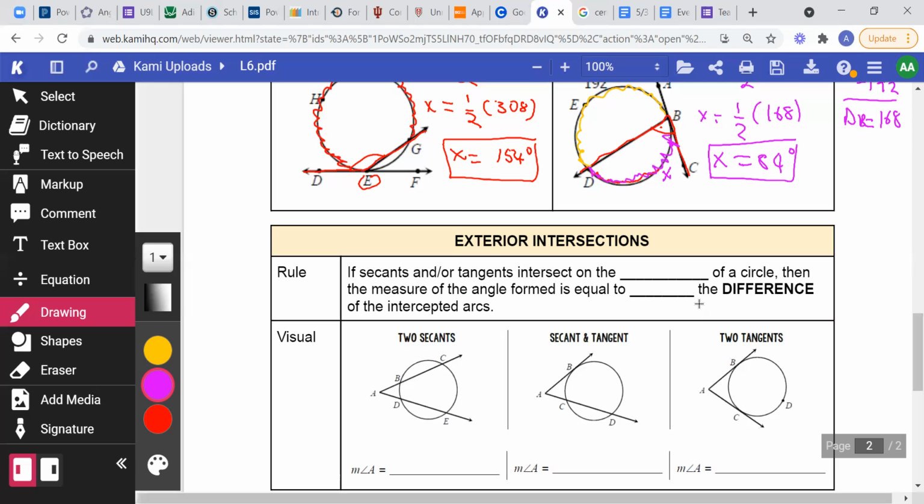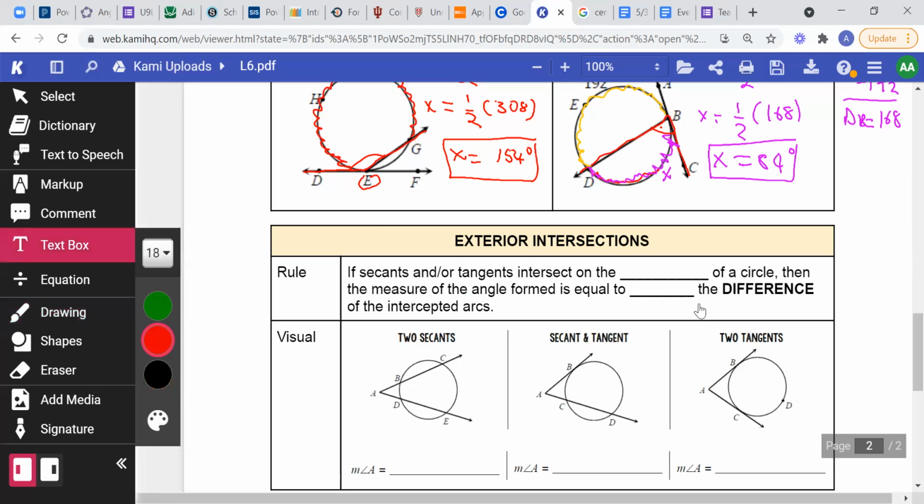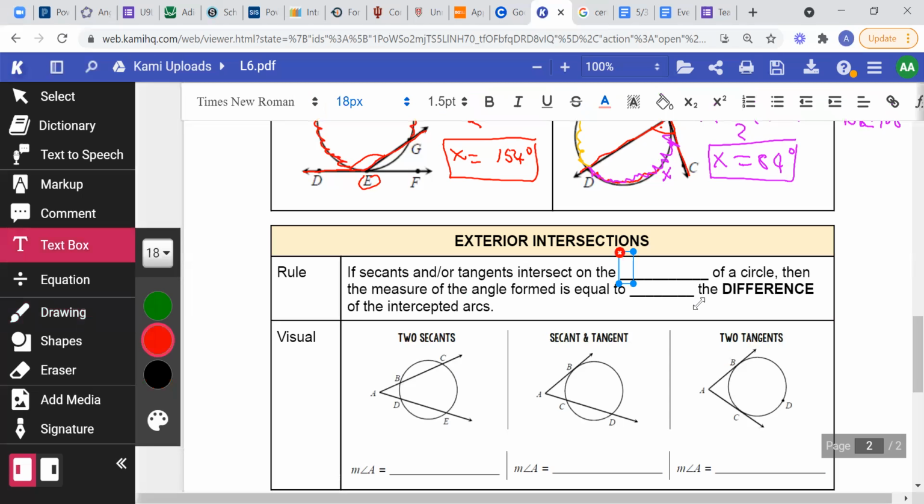So here, if the secant or tangent intersect on the outside of the circle, then the measure of the angle formed is definitely half of the difference of the intersecting arcs. So the three things we learned today: when the intersection is happening inside, take half of the sum of the intersecting arcs.